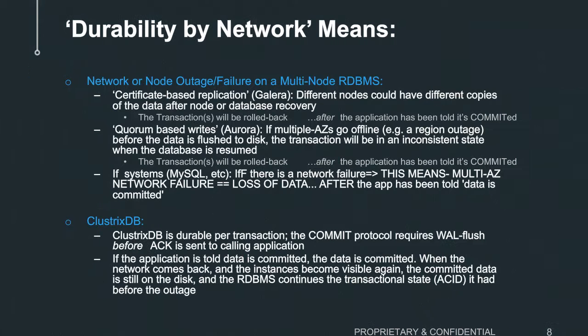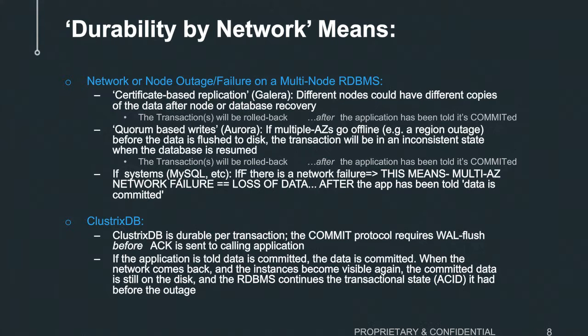Here's another example. Durability by network means network or node outage failure on a multi-node RDBMS. So for example, certificate-based replication with Galera. The different nodes can have different copies of data after the node or the database recovery. So the transactions will be rolled back after the application has been told it's committed. That's how the certificates are able to confirm themselves after a system comes back after a multi-node failure.